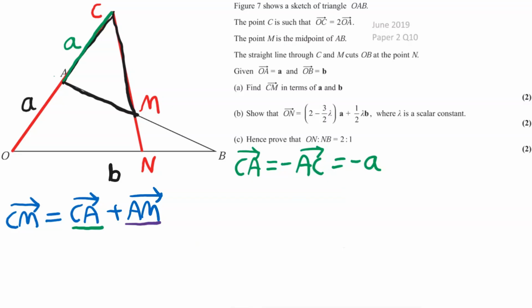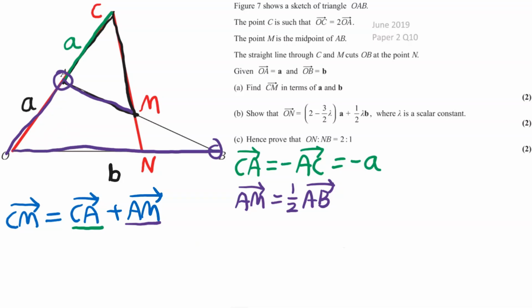Okay, so now let's go to AM, which is this line here. Now M is the midpoint of AB. So what that means is that AM is half that of AB, because it goes up to this midpoint here. Okay, so what we need to do first is we can find AB, and then it'll just be half of this. So AB goes from A to B, so we're going to go down like this, so it's going to be AO, and then we're going to go across like this, so it's going to be OB.